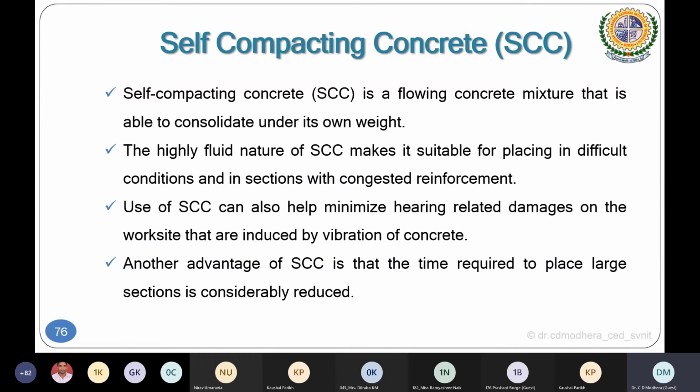It is a flowing concrete mixture that is able to consolidate under its own weight. Second, the highly fluid nature of SCC makes it suitable for placing in difficult conditions and sections with congested reinforcement. Use of SCC can also help minimize hearing related damages on the work site that are induced by the vibration of concrete. So here additional vibration is not required. That is the physical meaning. Another advantage of SCC is that the time required to place a large section is considerably reduced.